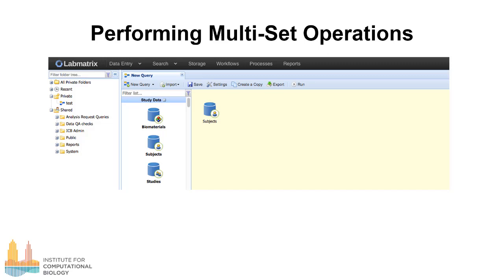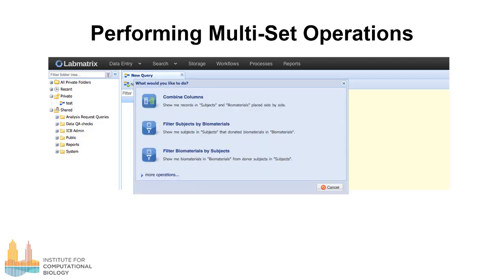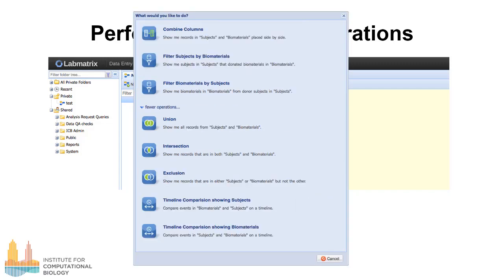Multi-set operations can be performed by dragging one icon on top of another on the canvas. This will open the Multi-set Operations window. The most frequent operations, Combine Columns and Filter By, are presented in the window when it opens. To view the complete list of available operations, click More Operations. In this presentation, we will only cover the most frequent operations.